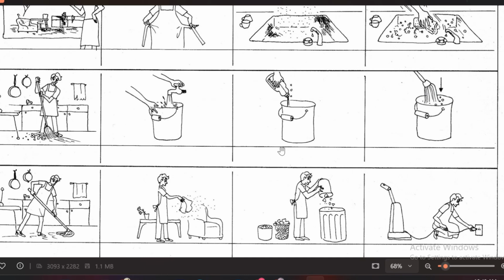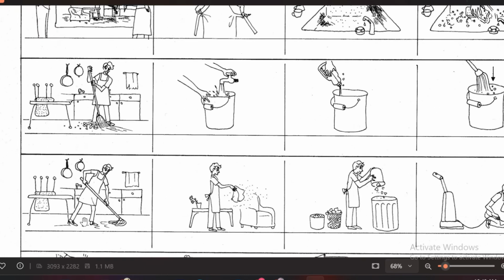And then he cleans the floor of a kitchen. So he cleans the floor of a kitchen.